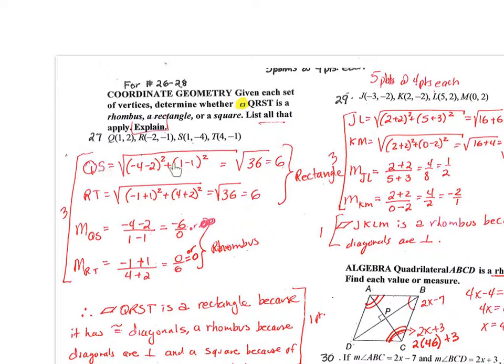on QS is square root of 36, which is 6, so you simplify it. Use the distance formula. RT is square root of 36, which is 6. So congruent diagonals, therefore, that would be a rectangle, right? And then when you get the slope, it is negative 6 over 0, undefined, which means that the line is a vertical line. Slope of 0, it's a horizontal line, so diagonals are perpendicular. Therefore, that is a rhombus.